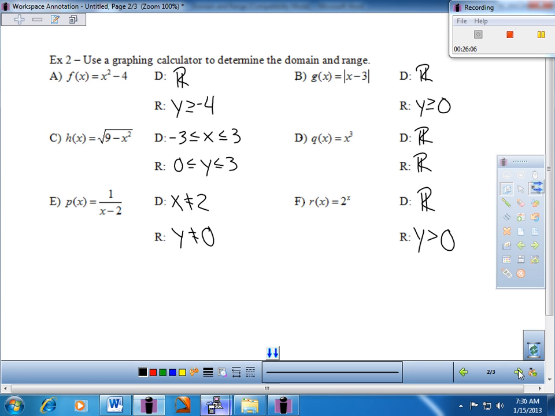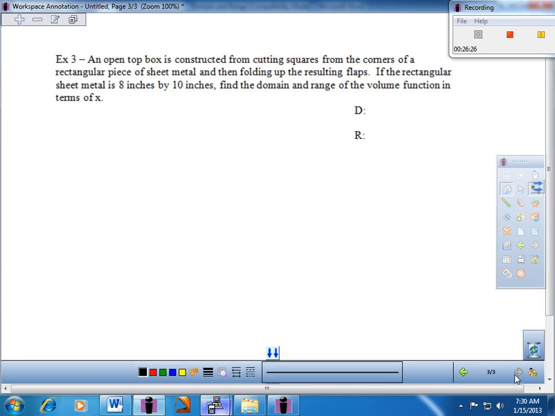Let's do just the last one here. Kind of a little above and beyond. Talking basic domain and range is probably to some extent a good review for you. But this one here is probably a little above and beyond, as I mentioned. So let's go for it.